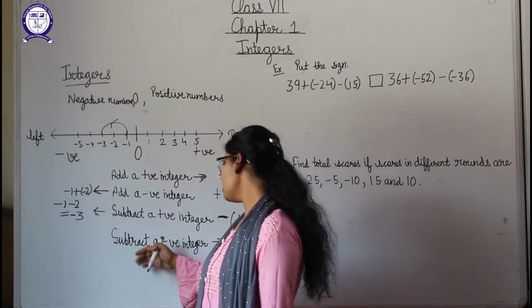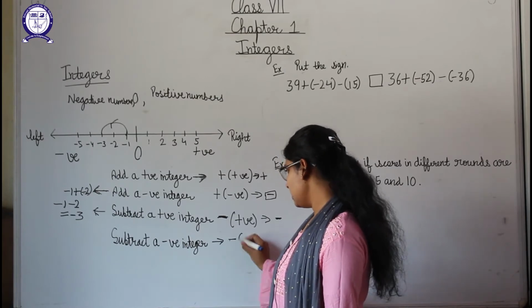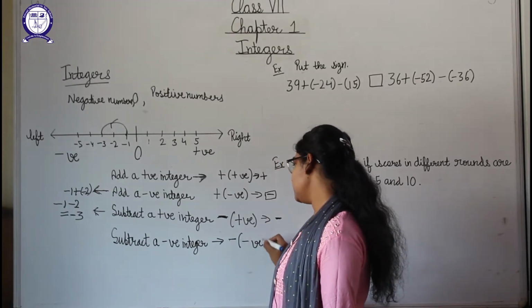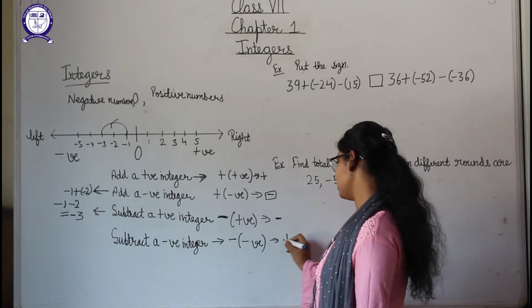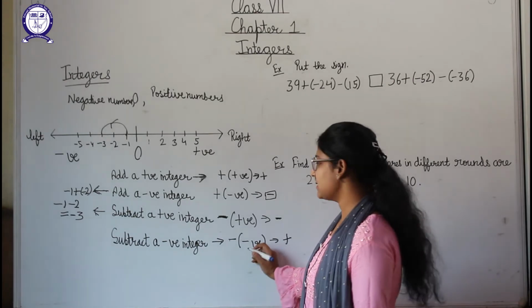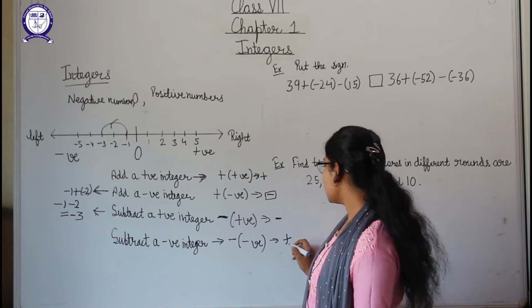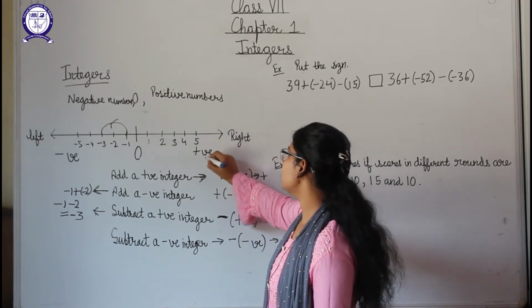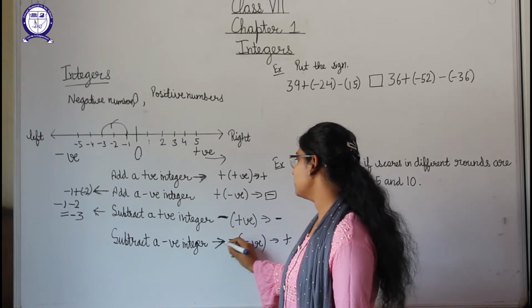Okay, now subtract a negative integer. Subtract means we have to minus, and the integer here is negative. Now students, minus minus gives us a positive answer. If the integer is negative and we have to subtract, then minus is positive. As we are getting positive, in which direction will we move? We will move towards the right.